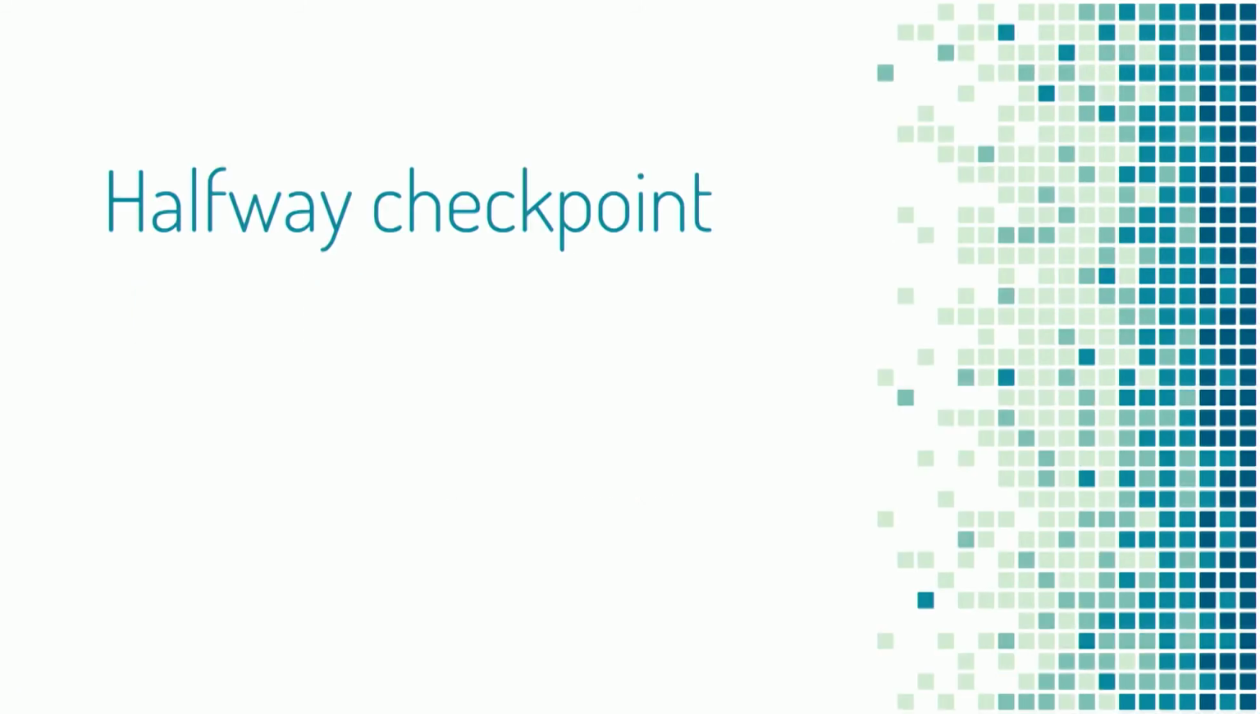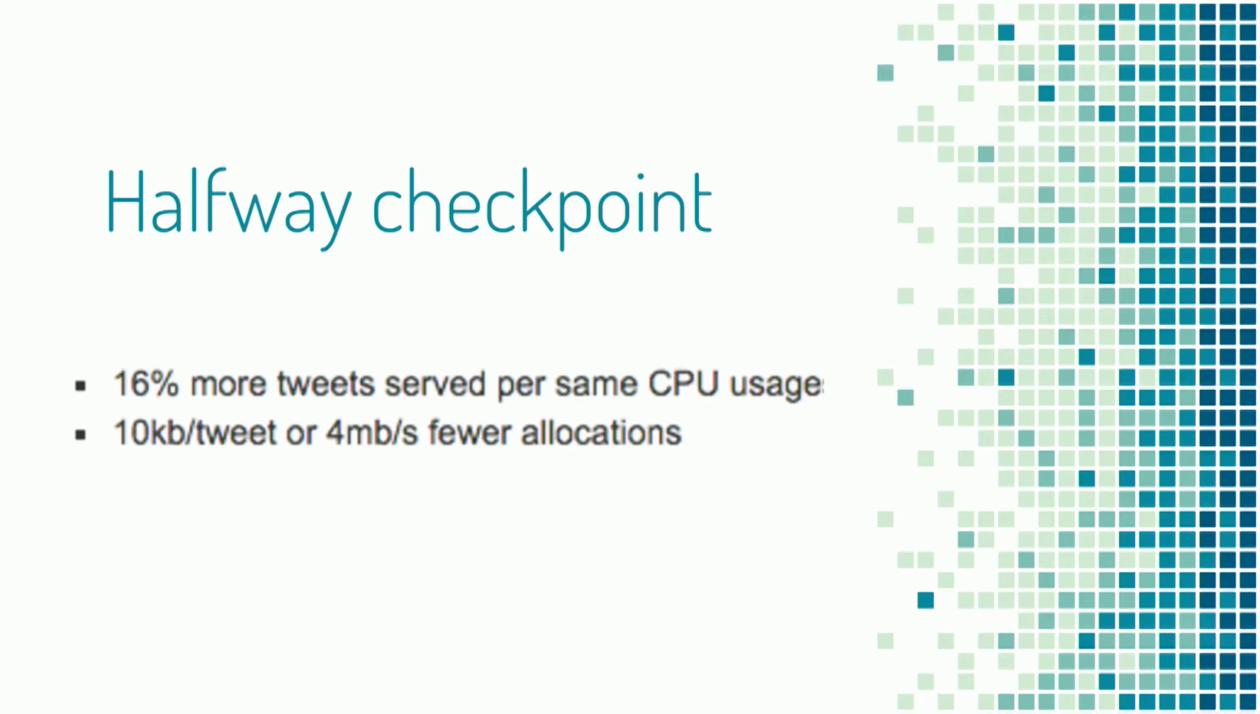So the CSL team has been working on many optimizations. I wrote a design doc, and they have been delivering many changes, and they are working on other optimizations as well. They implemented only the changes that are non-breaking, so they don't change behavior or API. And the results for the tweet service is 16% more tweets served for the same CPU usage and 4 megabytes per second fewer allocations. If you see the size of the cluster, it's huge.